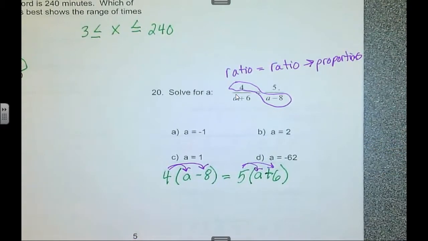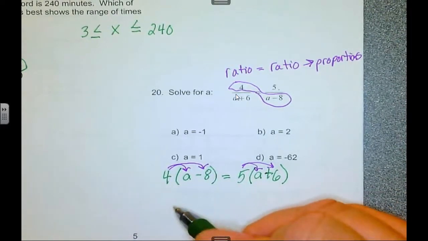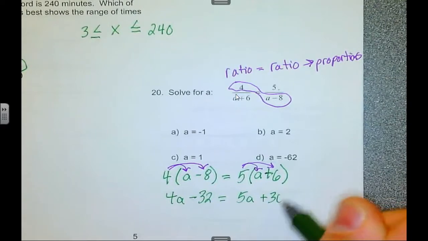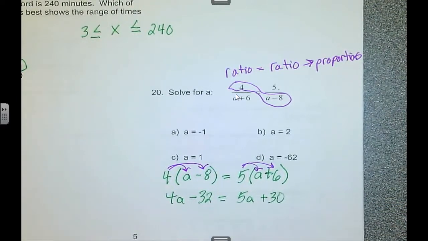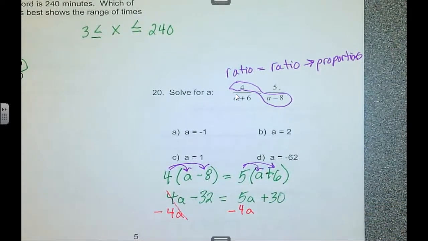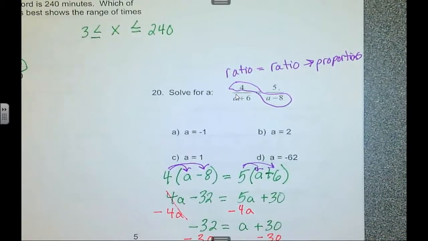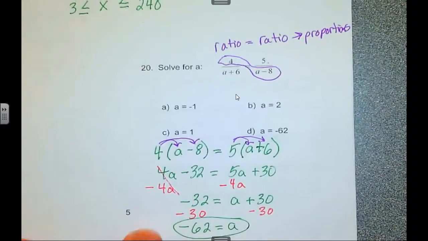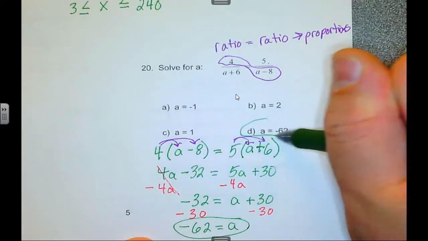Distribute the numbers in front of the quantities. I get 4A minus 32 equals 5A plus 30. Subtract 4A from both sides. Negative 32 equals A plus 30. Subtract 30 from both sides. Negative 62 equals A, which is D.